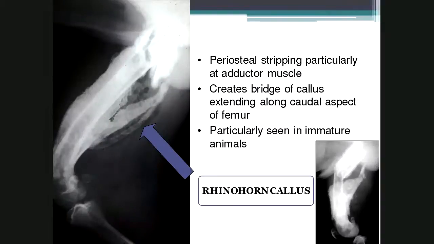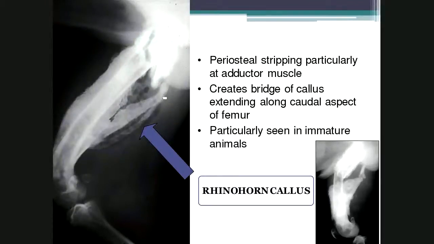In especially young animals, a condition worth mentioning is rhino horn callus. Rhino horn callus occurs due to periosteal damage or periosteal stripping. The most common site we see this at is the insertion of the adductor muscle on the caudal femur. This creates a bridge of callus, which will extend along the caudal aspect of the femur, and the bone will form beneath the elevated and damaged periosteum. It's particularly important and seen in young immature animals because the periosteum is very active.